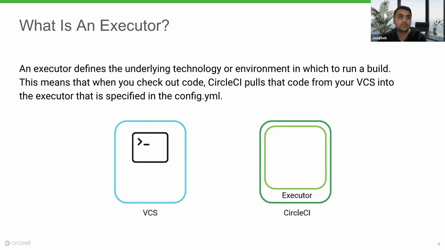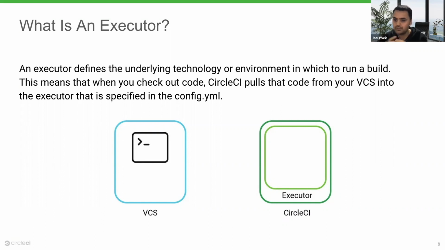So what is an executor? An executor defines the underlying technology, the environment in which your jobs run. This means when CircleCI gets the source code from your VCS, it puts the source code into the executor, and it starts running your job.